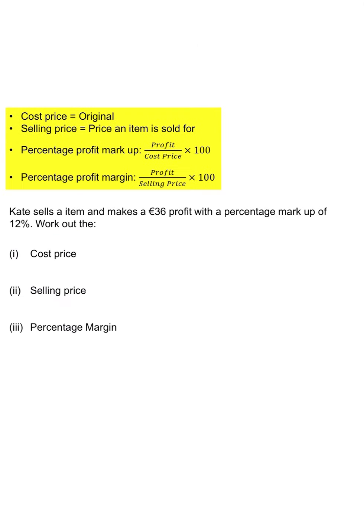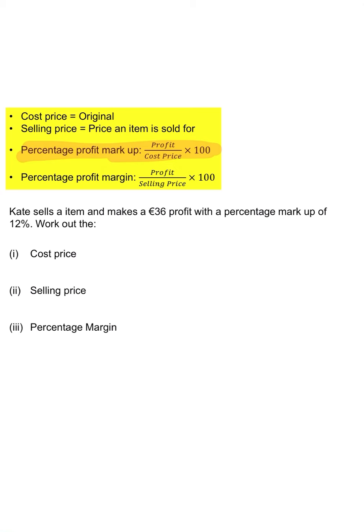Okay, another one here, and this one's a bit confusing. So we're told Kate sells an item and makes a €36 profit with a percentage markup of 12%. First of all, we need to work out the cost price. So for this, we're going to be looking at this rule here, because we're told that she makes a percentage markup of 12%, so we can use that.